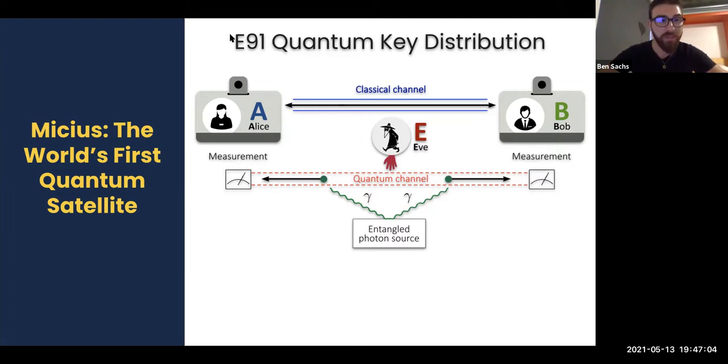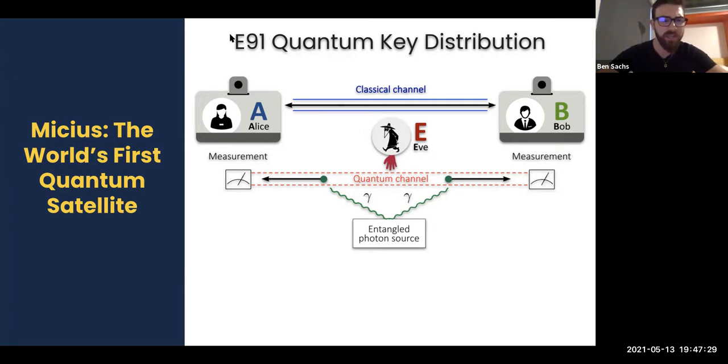If we had the ability to create perfectly correlated, randomly generated strings of numbers, that would completely revolutionize the field of cryptography. So that's basically what the E91 protocol is. It's using pairs of entangled photons to encode information. In regular cryptography we have either a private or a public key. This one is kind of neither.